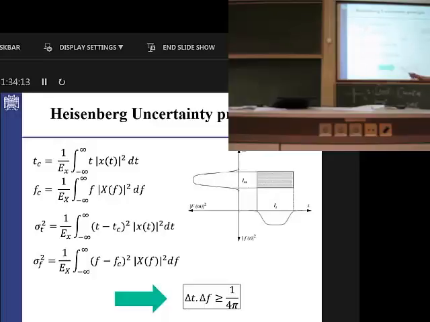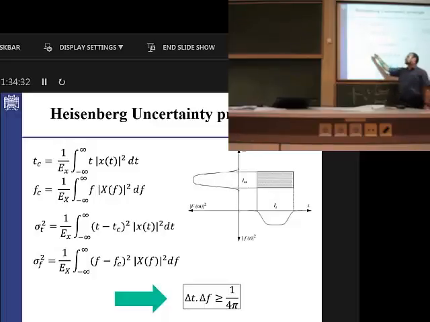The same for the mean of the frequencies. We can get this one. And for the variances, it's just the mean taken out from the t squared times the PDF. And for the frequency variance, same.